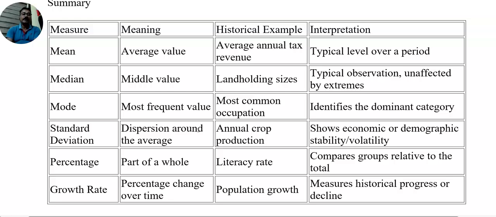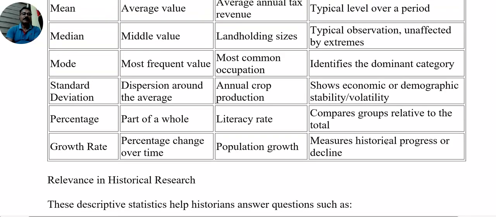Standard deviation: dispersion around the average, the fluctuation or variation with respect to the average. Annual crop production is a historical example. It shows economic or demographic stability and volatility. Percentage: it is the part of a whole. We can apply it for calculating the literacy rate. It compares groups relative to the total. Growth rate: percentage change over time. Population growth measures historical progress or decline.